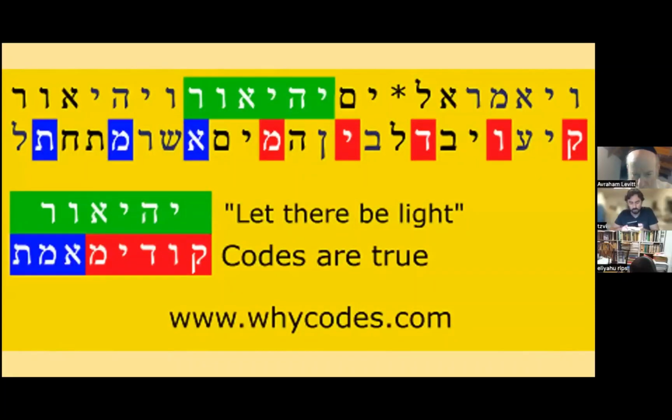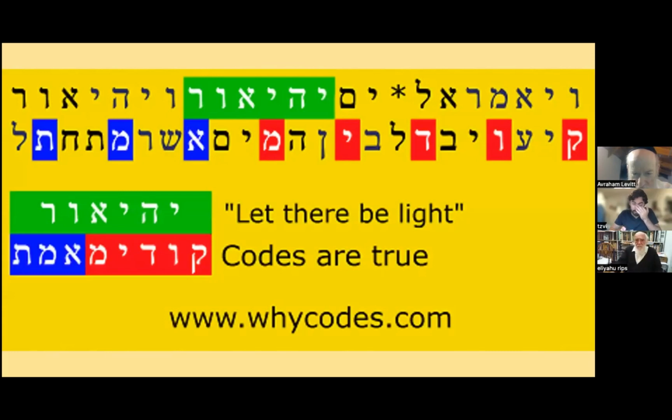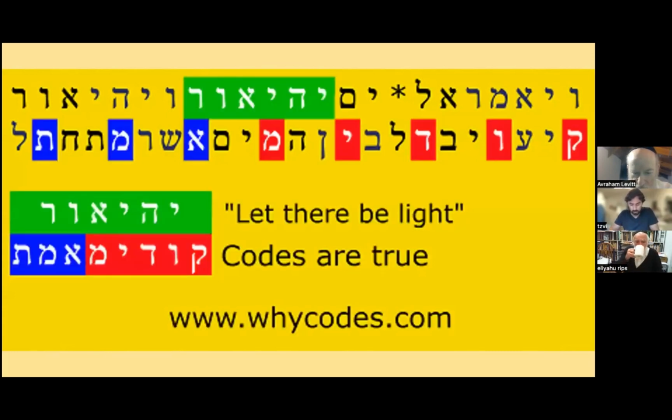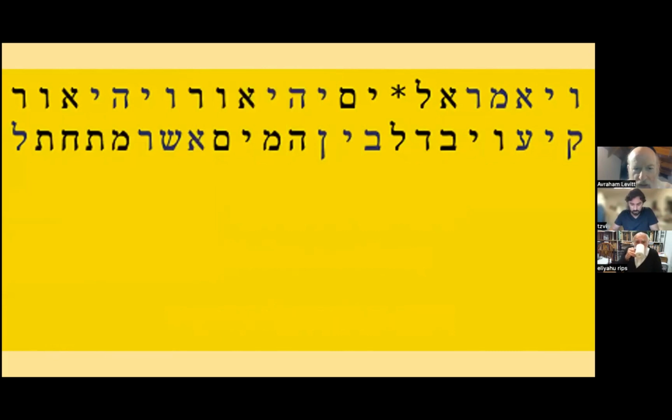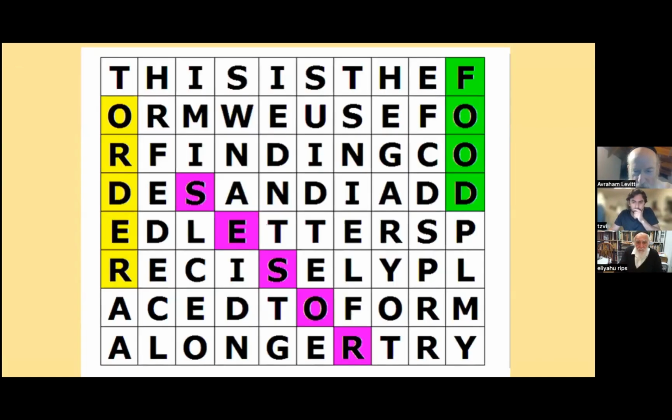According to this, codes are true, but don't take my word for it. We'll show you in detail why they are true. This is from Hashem saying, "Let there be light," and there was light, which is one of the first codes we're going to look at.